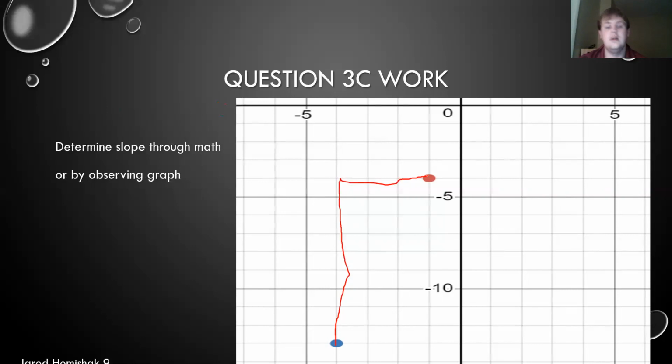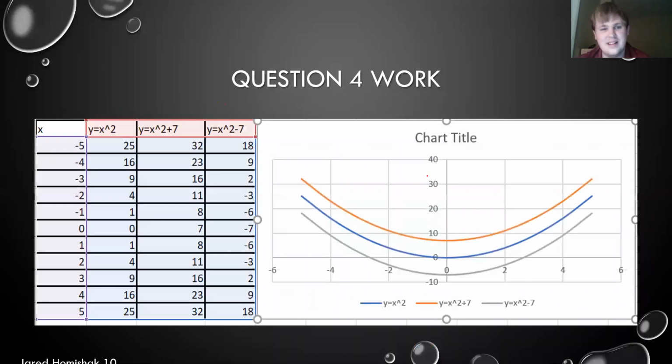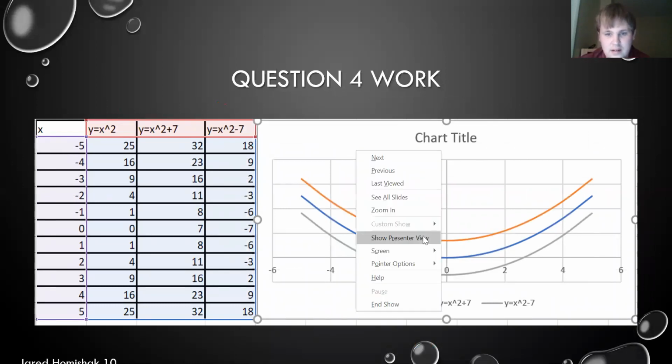That's just the key. Just know how to graph. If you know how to plot points on a Cartesian plane, coordinate plane, you'll have this pat down. You'll have this good. Now for question 4, you have 3 different graphs.